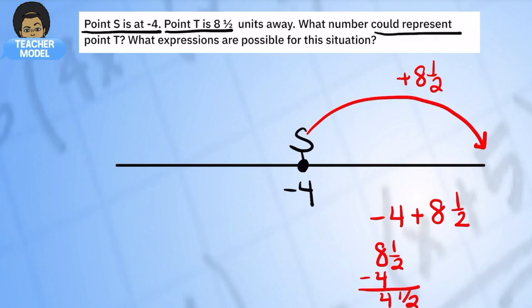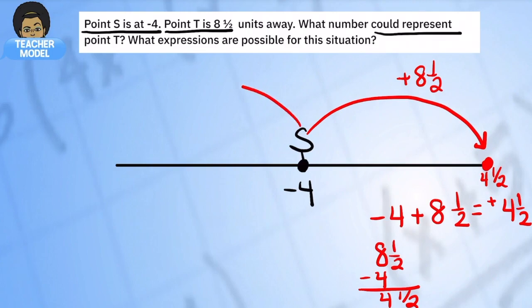So I know my final answer is 4.5, and just think for a minute. Does it make sense that I would have more positive or more negative? Clearly my answer is positive 4.5 because I have more positive than negative. So it could be that point T is at positive 4.5. That is one possibility. Now another thing could happen.